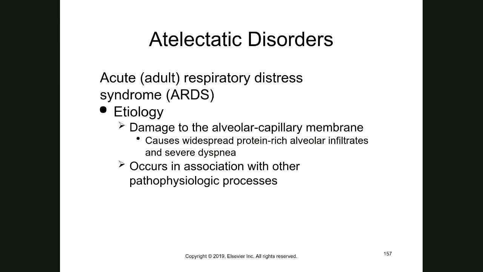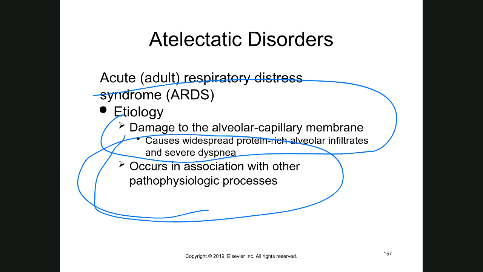Another thing that I need to ask you is the acute respiratory distress syndrome. You have over here the damage to the alveolar capillaries. Yes, that is correct. Damage to the alveolar capillary membrane causes widespread protein-rich alveolar infiltrate and severe dyspnea, and it happens in association with pathological processes. Careful with that one.